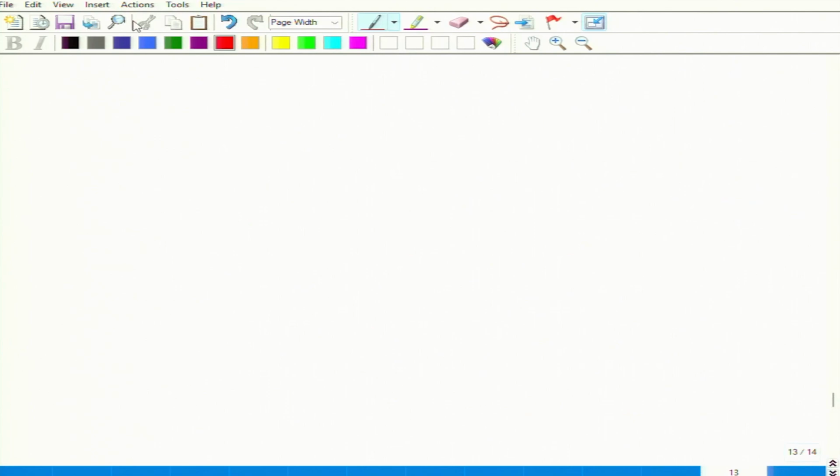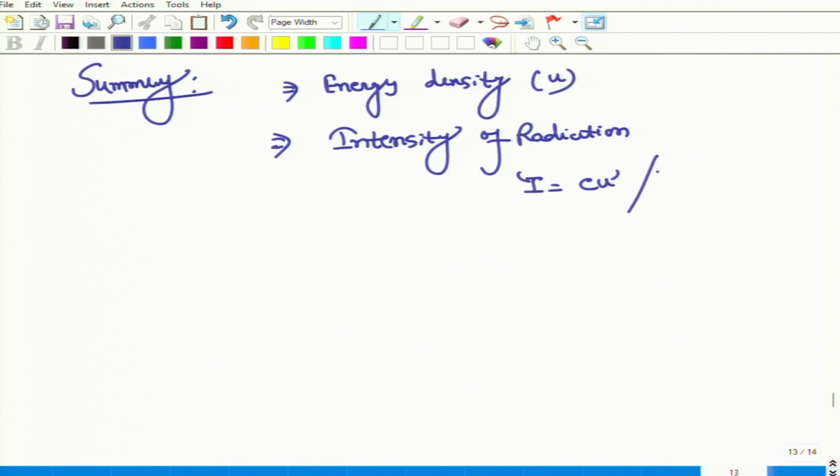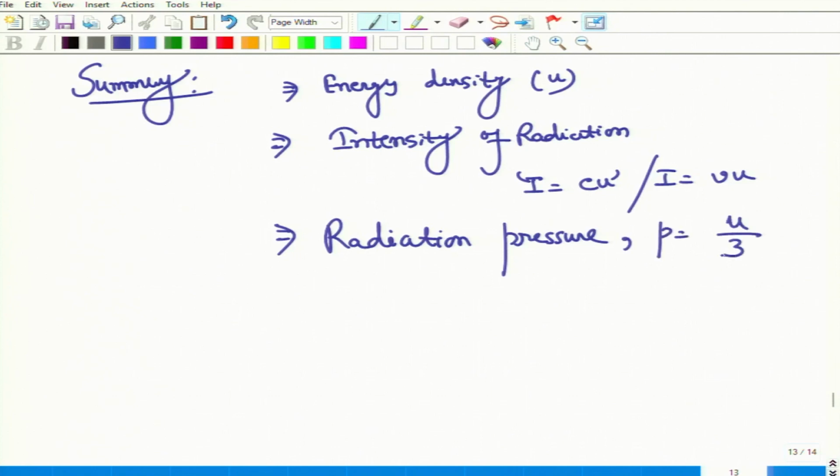So let me summarize my today's class. First, we revised the energy density part, U. Then we discussed the intensity of radiation, which is I equal to C times U in vacuum, or in general I equal to V times U, where U is the energy density. And then we discussed the radiation pressure, which is P equals U by 3 actually. And then we did some numerical exercise, among which this is very important formula, ERMS is equal to E naught by root 2. So this is the summary of this class.